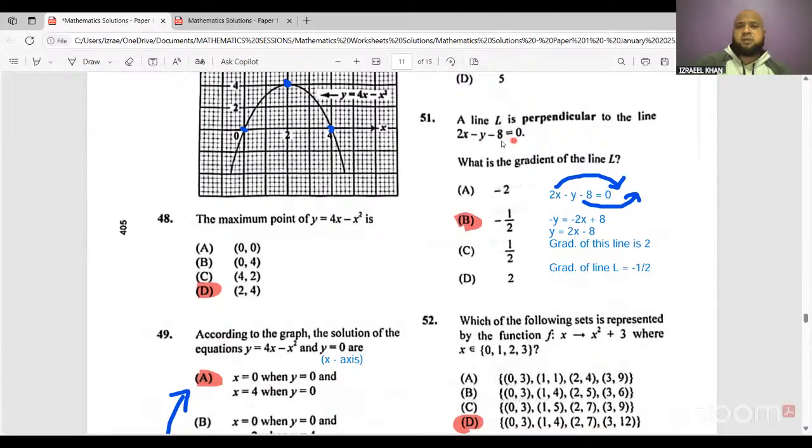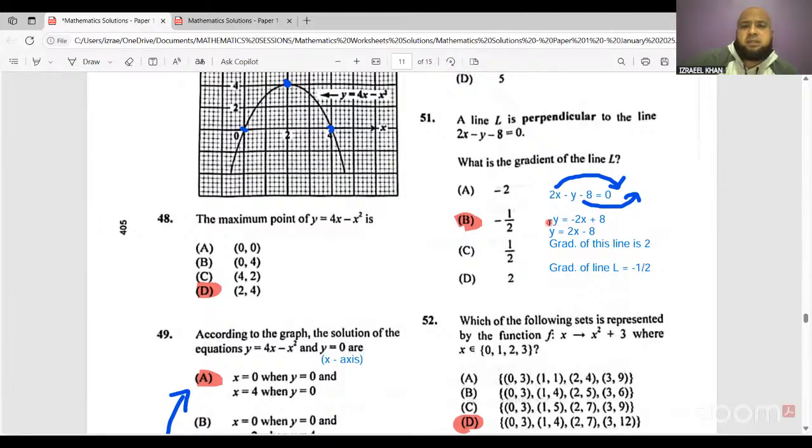So first what we need to do is get the gradient of this equation. So we need to make y the subject of the formula to get it in the form y equals mx plus c. So we carry the 2x across, and it becomes minus 2x, because the sign in front of the 2x is plus. Carry the minus 8 across, the minus 8 becomes plus 8. So it's minus 2x plus 8.